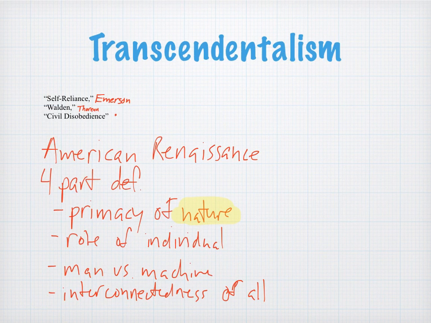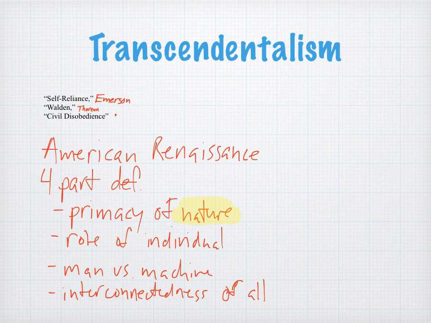If I were to define Transcendentalism, I would give it these four parts. I would say that Transcendentalism emphasized the primacy of nature, the importance of nature as the supreme teacher, the role of the individual, the ability that one person has to shape and redefine the world that he lives in, the struggle between man and machine. This is probably the first time in a modern sense that technology becomes so powerful that people are questioning whether or not we should advance in this way. And then finally, the interconnectedness of all things.